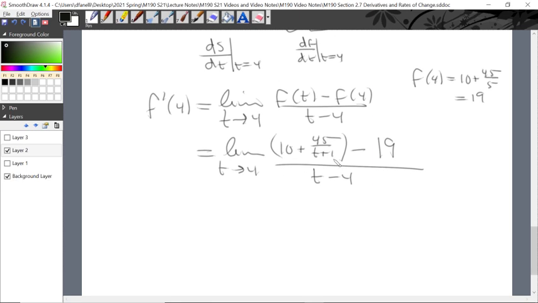But we're dealing with a rational function in this case, and we need to remove the discontinuity from our rational function. So let's use our algebraic technique to do so. I'm going to combine the like terms now because I have a 10 and a minus 19. So that gives a negative 9. So 45 over t plus 1 minus 9 over t minus 4.